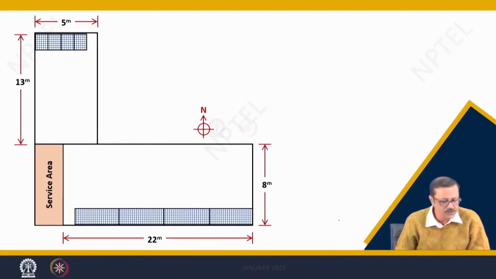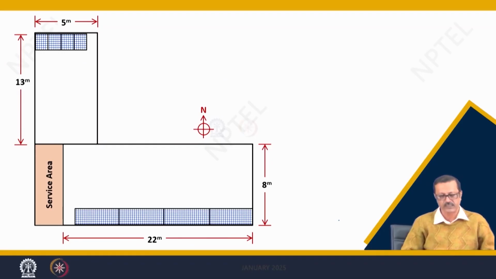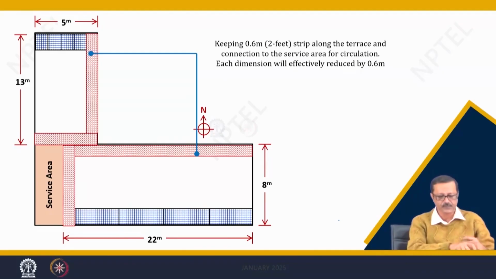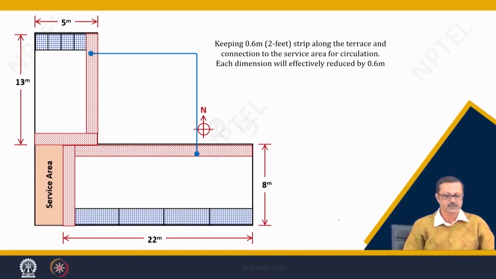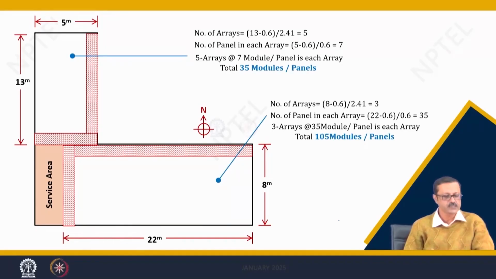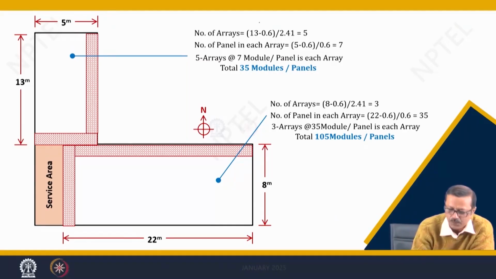Now I have this dimension, and I am going to put the array such a way that it is going to face the lower side, the southern face. In that, I have kept 2 feet, that is 0.6 meter, in and around this hatched portion, the red color hatched portion, as the circulation area. As the circulation area is 0.6 meter, now the left area is going to be calculated for the module size. So this 13 meter by 15 meter is now reduced to 5 minus 0.6 and 13 minus 0.6. So 13 minus 0.6 divided by 2.41 is almost equal to 5.